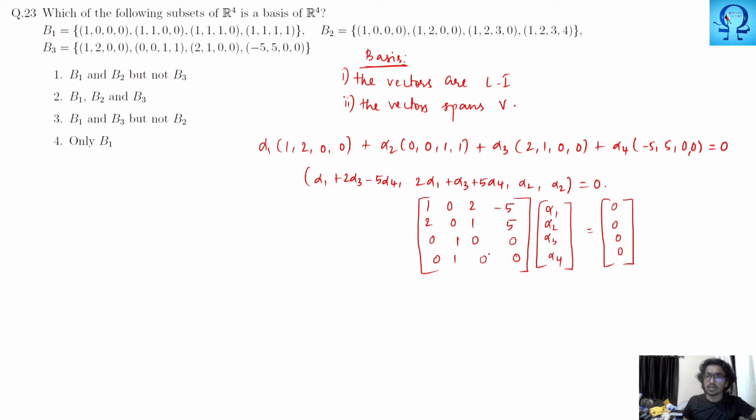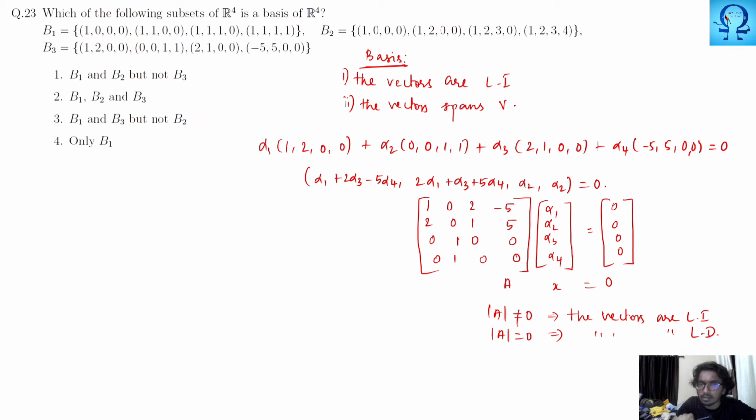You just have to check whether the determinant of this matrix is not 0. This is a homogeneous system of linear equations. If you treat this matrix as A and this vector as x, with Ax equal to 0, and the determinant of A is non-zero, then trivially x is 0, so the vectors are linearly independent. If the determinant is 0, then the vectors are linearly dependent. The first vector is the first column, the second vector is the second column, and so on. What is the determinant of this matrix?